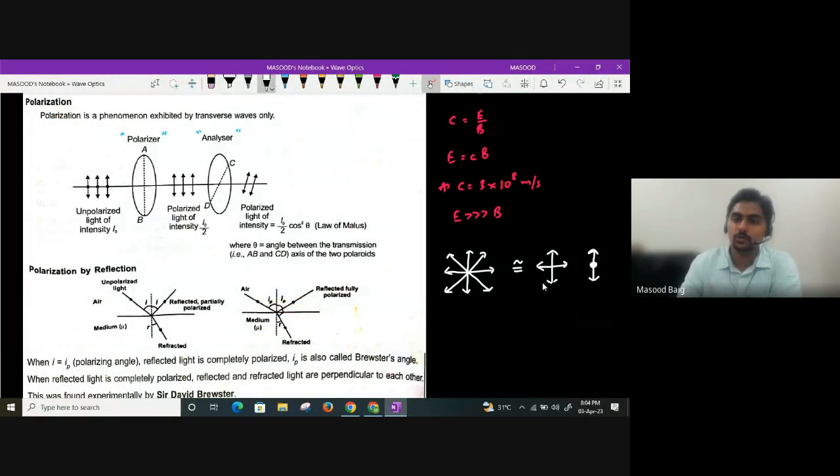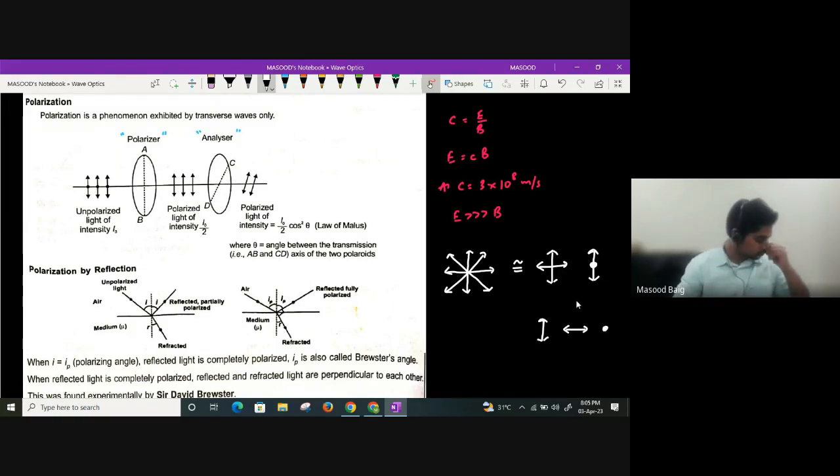So how will I show polarized light, guys? I can either say polarized light will be something in this manner, or simply like this I can take, or in this manner. Electric field vectors directed in one particular direction only. So this is our unpolarized light. This can be taken as our polarized light, guys.